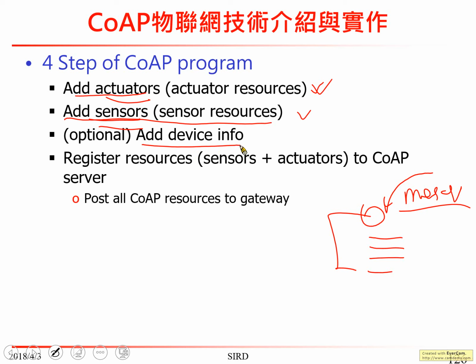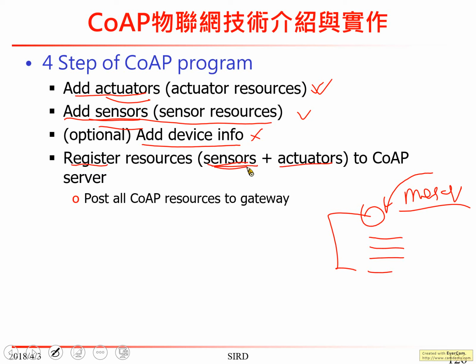But maybe in some other devices like your TV or your stereo, when you go to bed, you want to turn them off automatically. So you can add some kinds of device features to it. But we are not going to talk about this. And then you have to register your sensor and actuator resources.